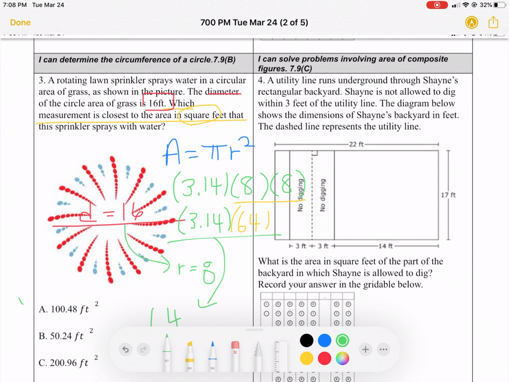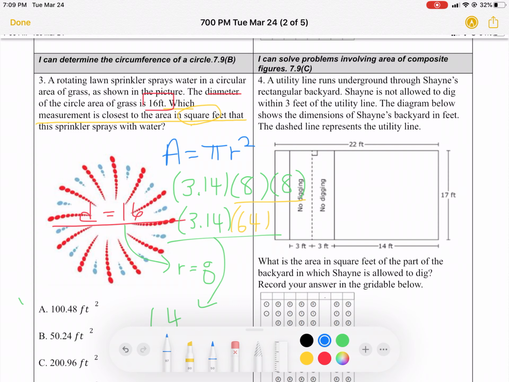Number 4. A utility line runs underground through Shane's rectangular backyard. Shane is not allowed to dig within 3 feet of the utility line. The diagram below shows the dimensions of Shane's backyard in feet. The dashed line represents the utility line. So we have a rectangle here, and there are 2 rectangles inside, could be 4, depends on how you look at it. What is the area in square feet of the part of the backyard in which Shane is allowed to dig?